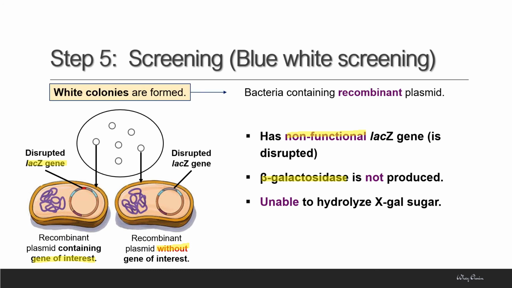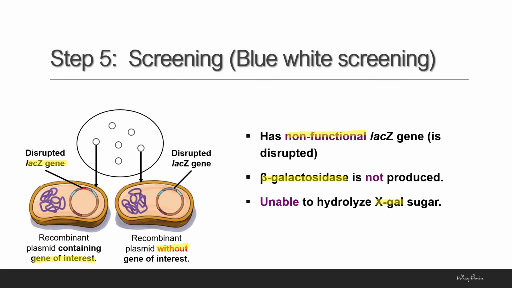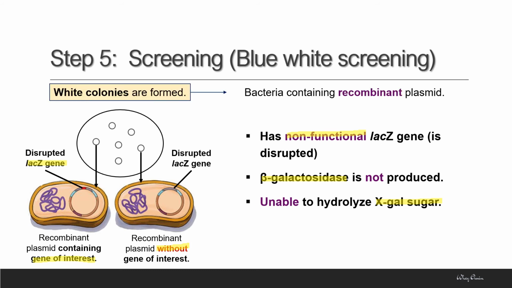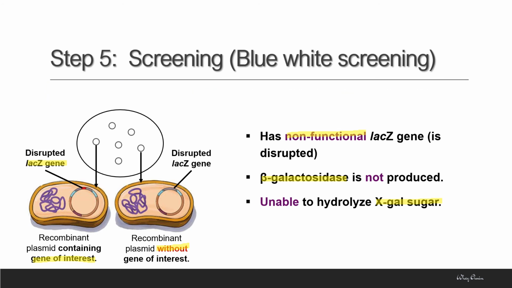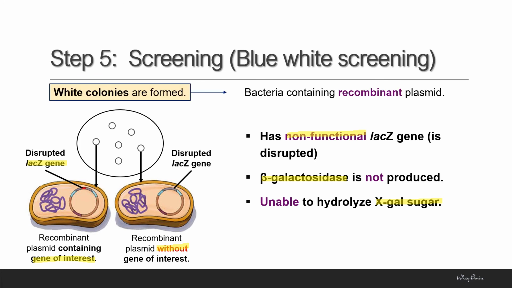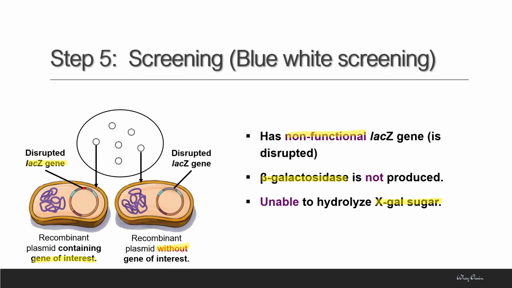So without the enzyme, the bacteria cannot hydrolyze the X-gal sugar in the medium plate, so no blue color pigment will be produced. But the bacteria can still grow by using the other nutrients found in the medium plate, and through the binary fission process, from one bacterium, they form many copies of bacteria. Even though they are colorless, because of the large number of these bacterial cells, they form white colonies in the agar plate.